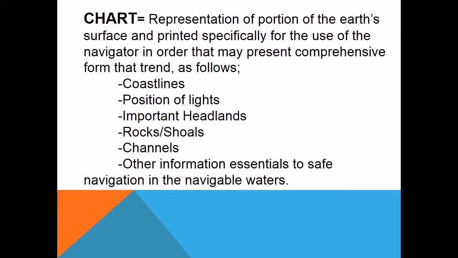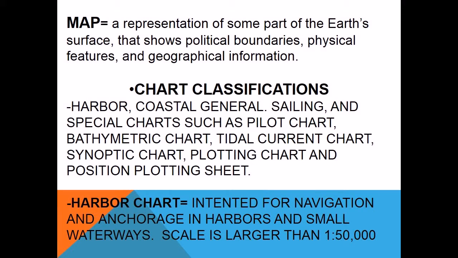Chart: representation of a portion of the Earth's surface and printed specifically for the use of the navigator, in order that it may present in comprehensive form the following: coastlines, position of lights, important headlands, rocks or shoals, channels, and other information essential to safe navigation in the navigable waters. Map: representation of some part of the Earth's surface that shows political boundaries, physical features, and geographical information.